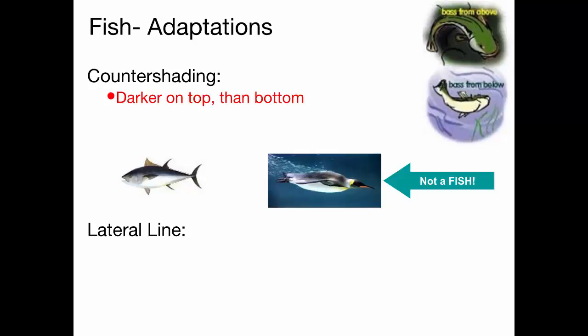At the same time, predators from above looking down on this dark side of the fish, the dark part will blend in better with the bottom of the lake or the ocean. And so it provides camouflage from both sides.